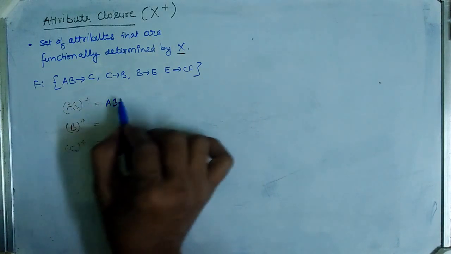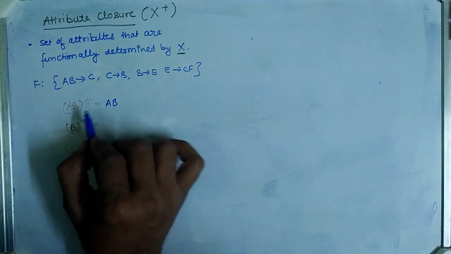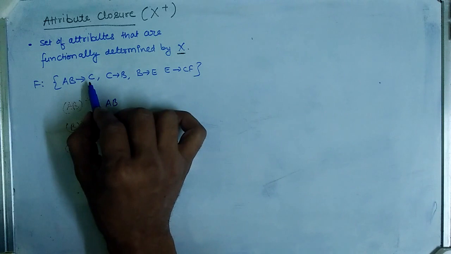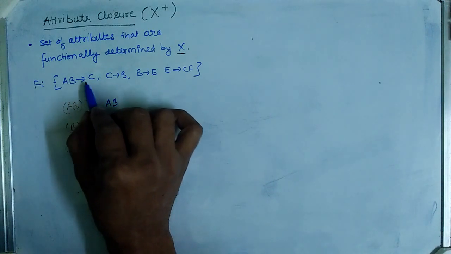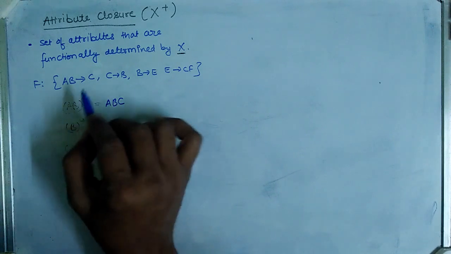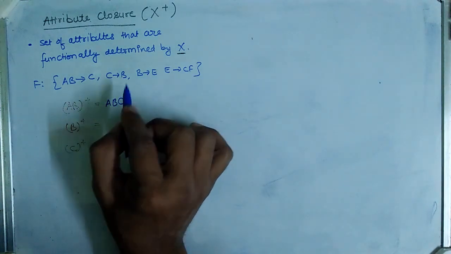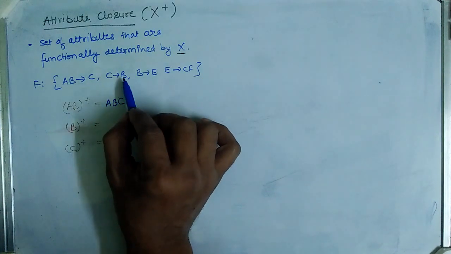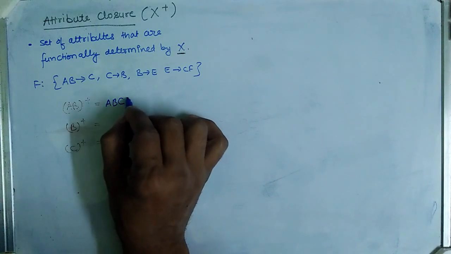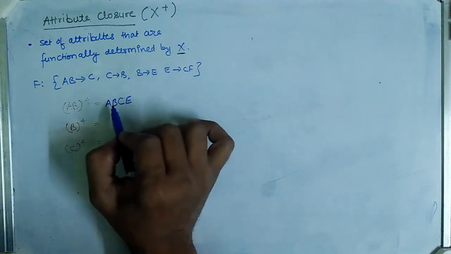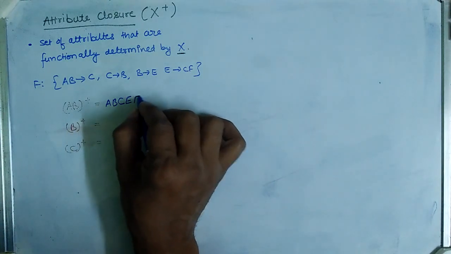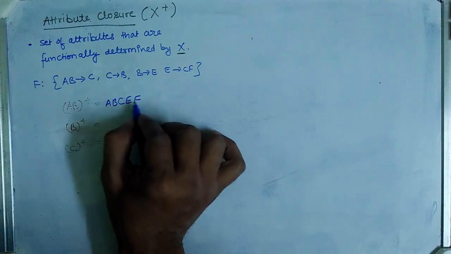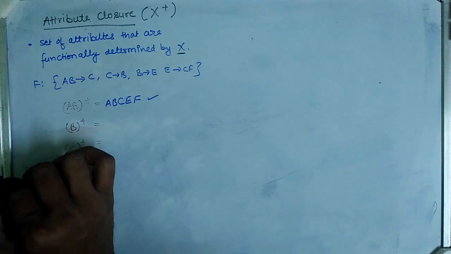Here, because AB closure can determine A and B, I write AB. Then in this given set, AB also determines C, so add C here. The next functional dependency determines B, but B is already there, so I skip that part. Then B determines E, so I add E. E determines CF. Now C is already there, F is not, so I add F. So AB closure can determine A, B, C, E and F. This is the closure of AB.